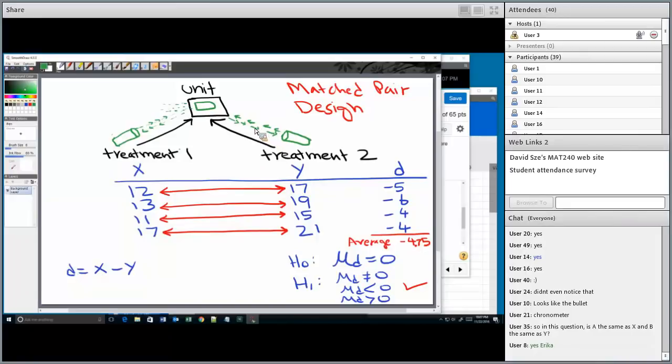So in this question, is A the same as X, B the same as Y? Yeah, let's not worry about X and Y. Let's just make sure we understand the problem first, okay? So the problem says you have a shell fired and there are two devices measuring the speed, okay? Here's why this is a good example of matched pair design. Think of the shell as a unit, okay? It's being fired, so it's a unit. And now you have two treatments being applied to it that are trying to measure how fast it's going, okay? So you have treatment 1 and treatment 2.